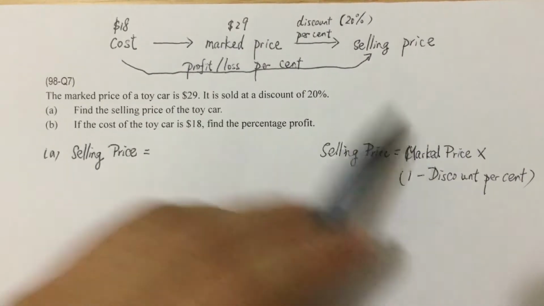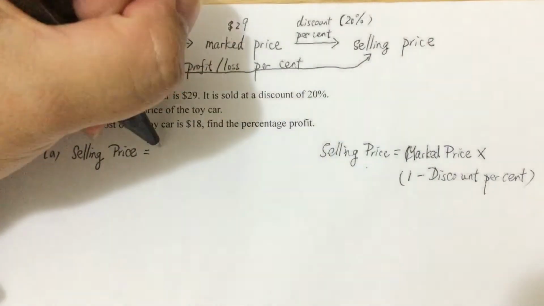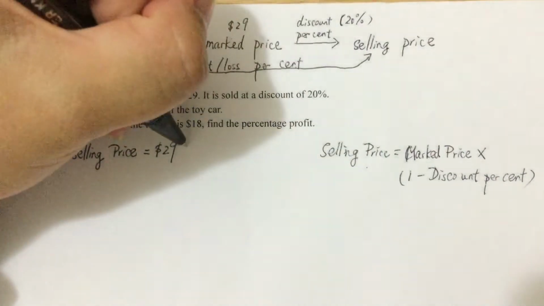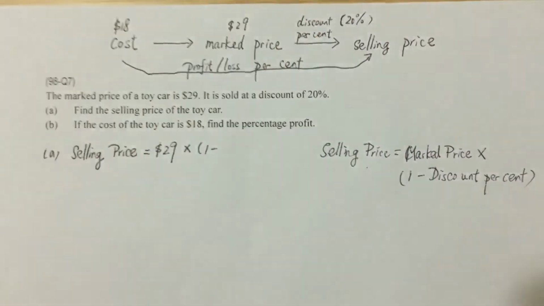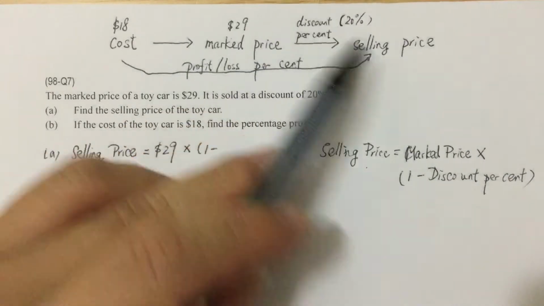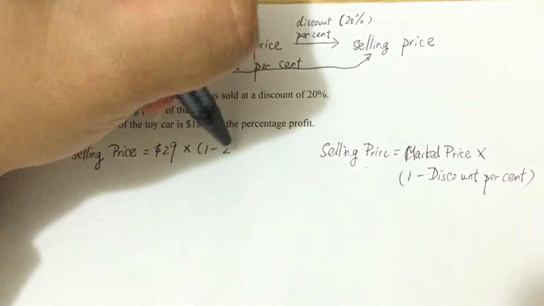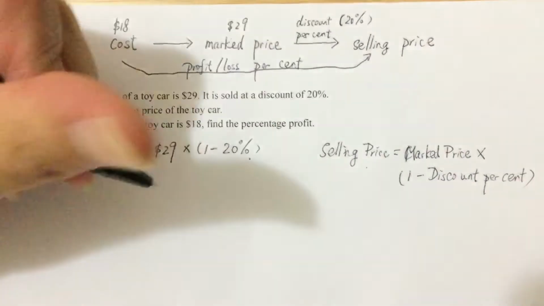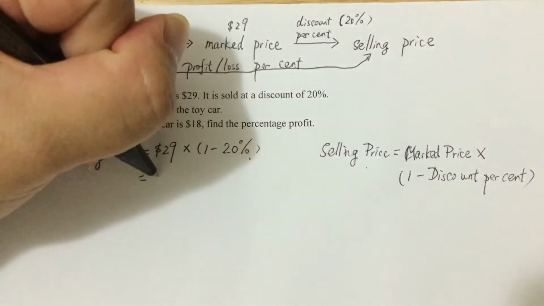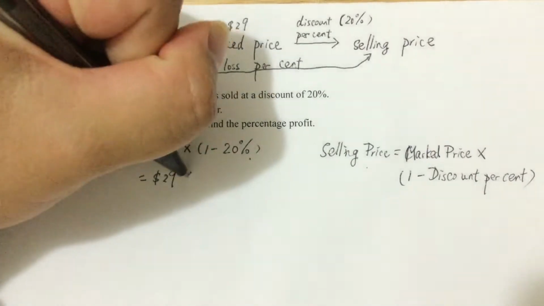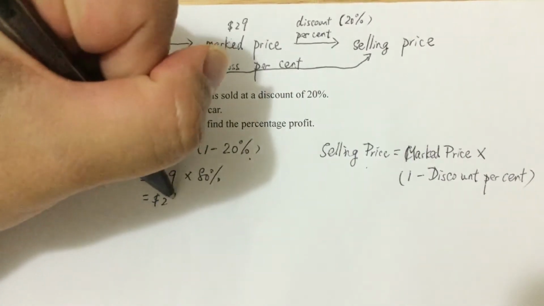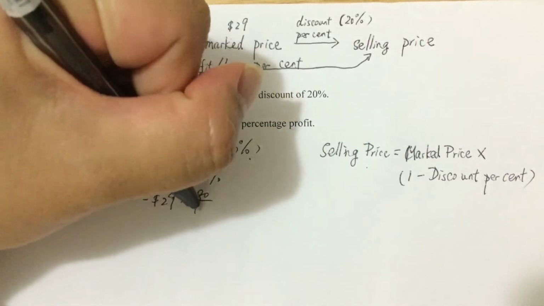For the mark price, you know this is $29, so we write down $29 here, times 1 minus the discount percent. The discount percent this time is 20%, so 1 minus 20%. So you have something like this: this one is 29 times 80%, and then this is 29 times 80 over 100.